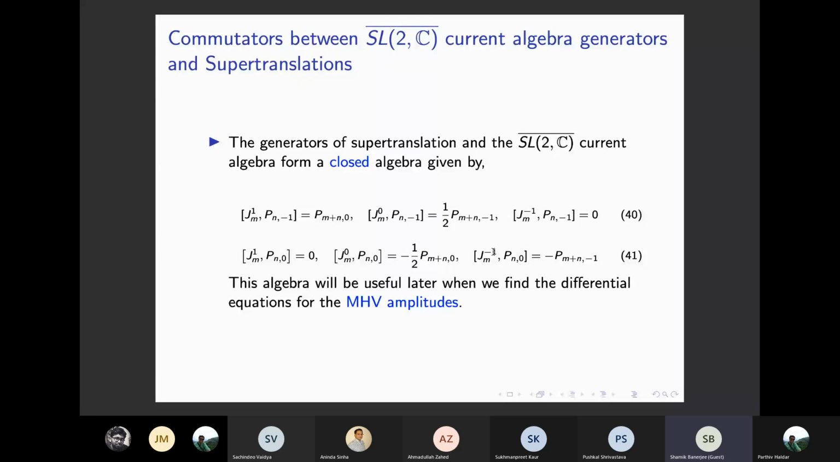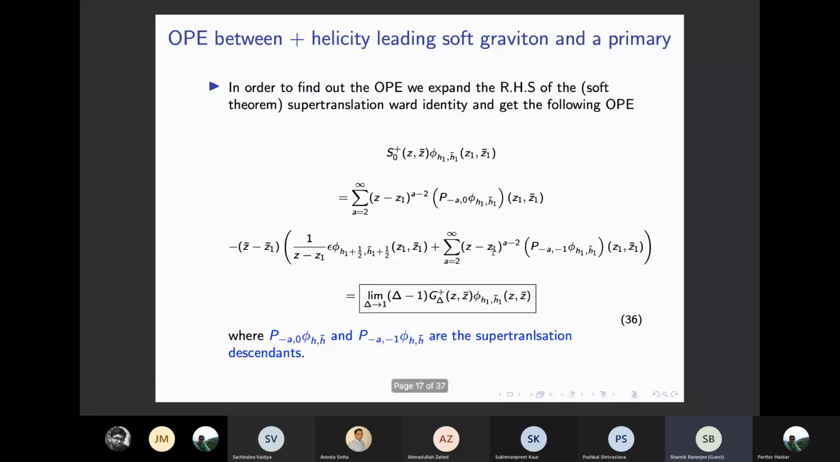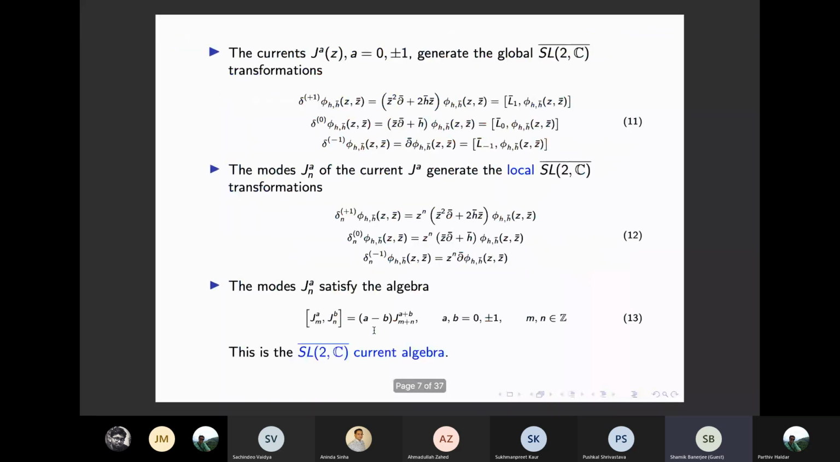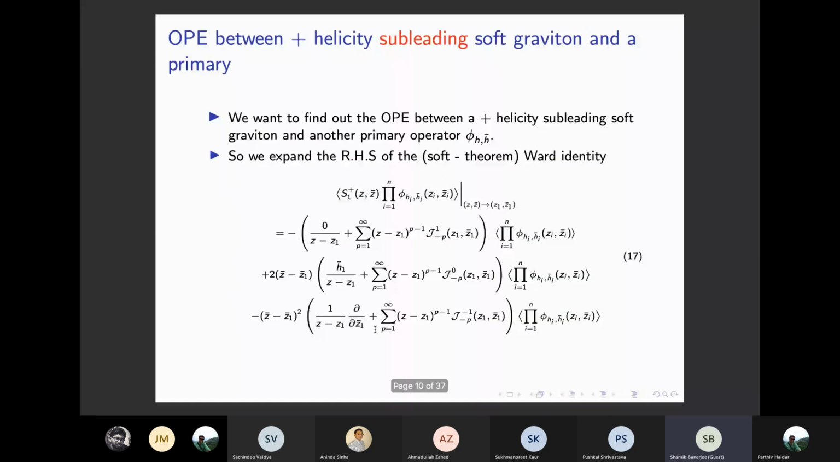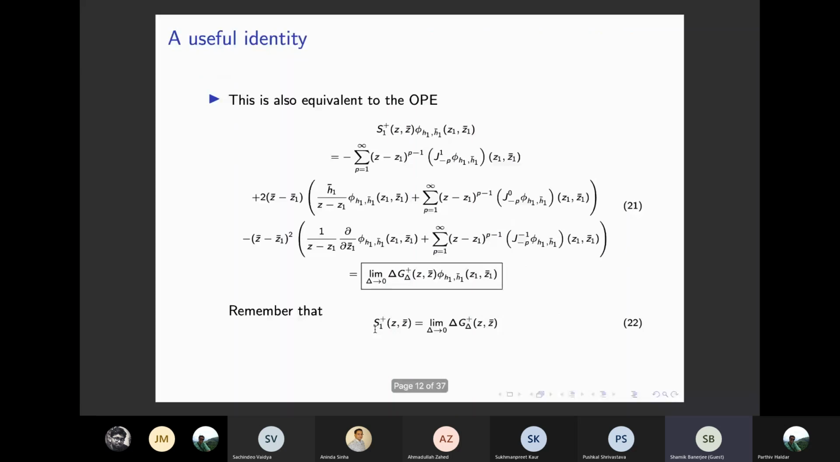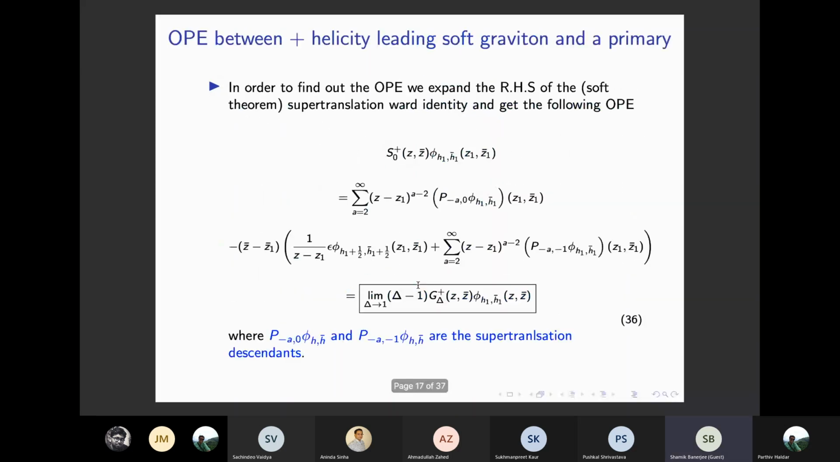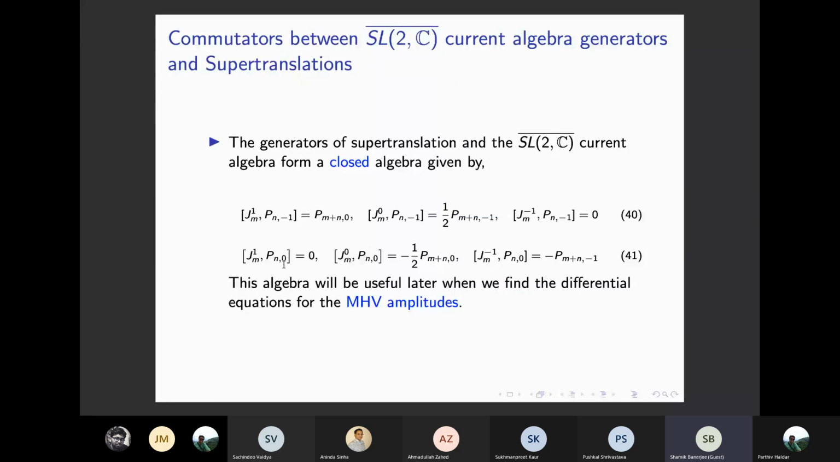So let me just summarize this. What we had was this algebra between J and J, which is the standard form. And then the super translations form an abelian algebra, which is this. And now what is the algebra between J and P? That has this form. So this is essentially the symmetry algebra that we will work with.